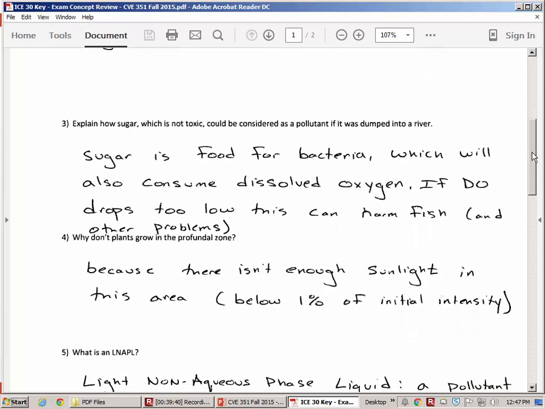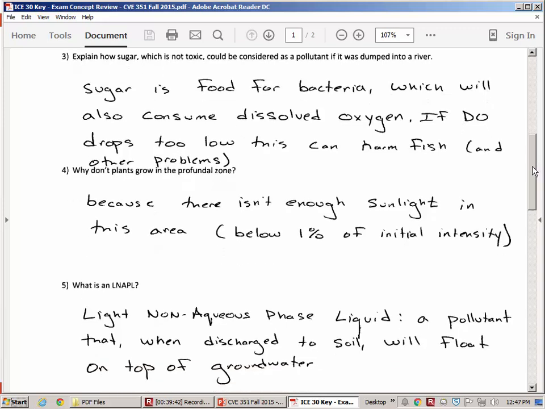LNAPL is... so when I ask what it is, that means not just what does the abbreviation stand for, but what is it? So it stands for light non-aqueous phase liquid. An example of an LNAPL is gasoline. It's light, meaning less dense than water. So when gasoline gets onto the surface of soil, it will go down until it finds groundwater, and then it will float on top of the groundwater and very slowly start dissolving into the groundwater or evaporating into the soil vapor.